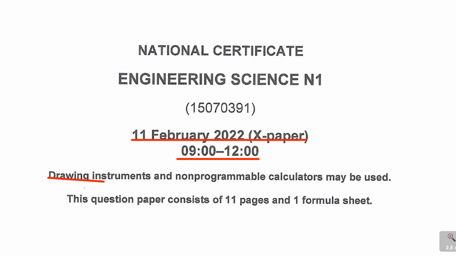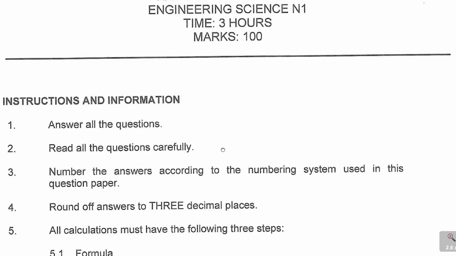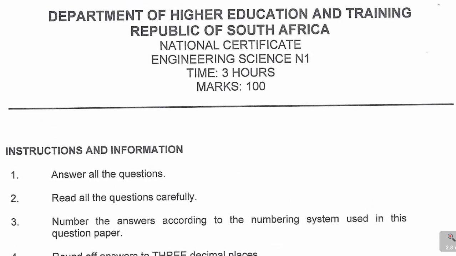It says drawing instruments and non-programmable calculators may be used, so that's what you can use in the exam. This question paper consists of 11 pages and one formula sheet, so it's a 3-hour paper again, guys, and it's actually enough for you to finish this exam. The mark allocation of this paper is out of 100 marks.